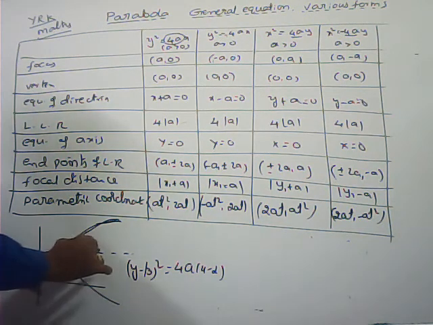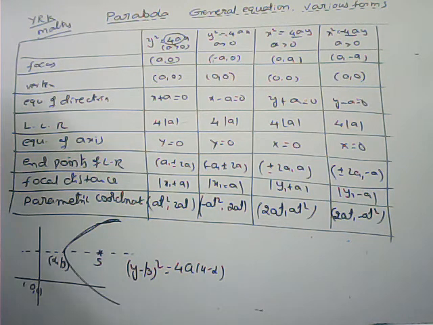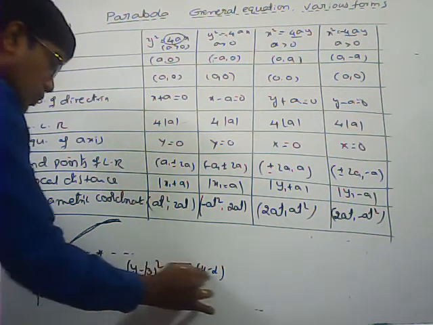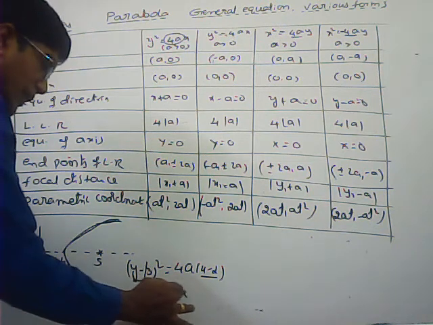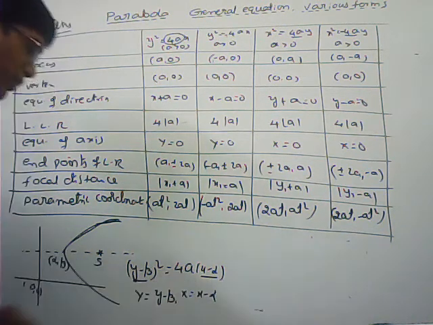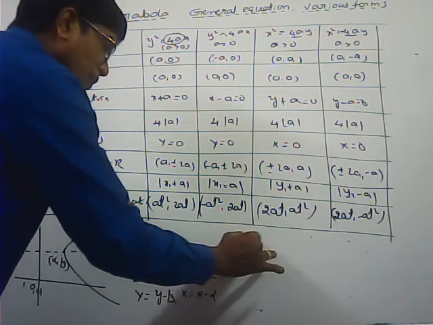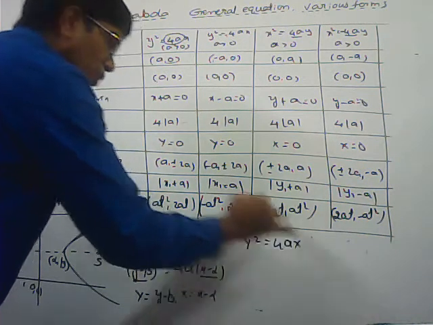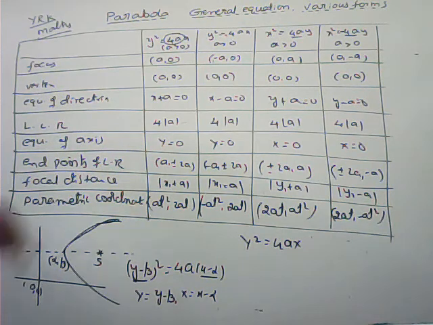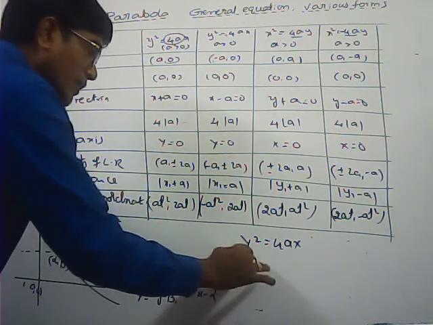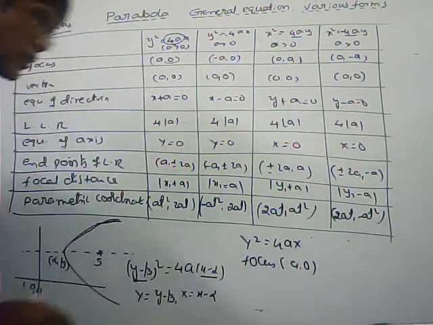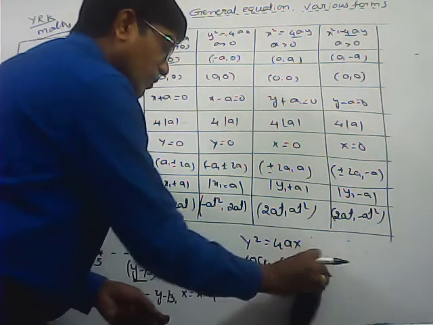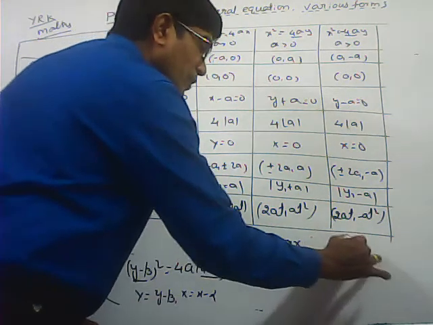Then how to get the focus of the parabola? Here this one I am taking capital Y is equals to y minus beta and capital X is equals to x minus alpha. Then the equation of the parabola is converted to standard form only. Y square equals to 4ax. For y square equals to 4ax, we know that focus is a comma 0. That one you can do in the rough work.